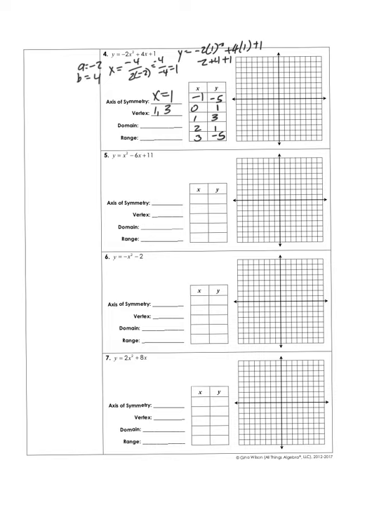Okay, so let's go ahead and plot our points. Negative 1, negative 5. 0, 1. 1, 3. And 2, 1, and 3, negative 5. And since A was negative, this graph opens down.